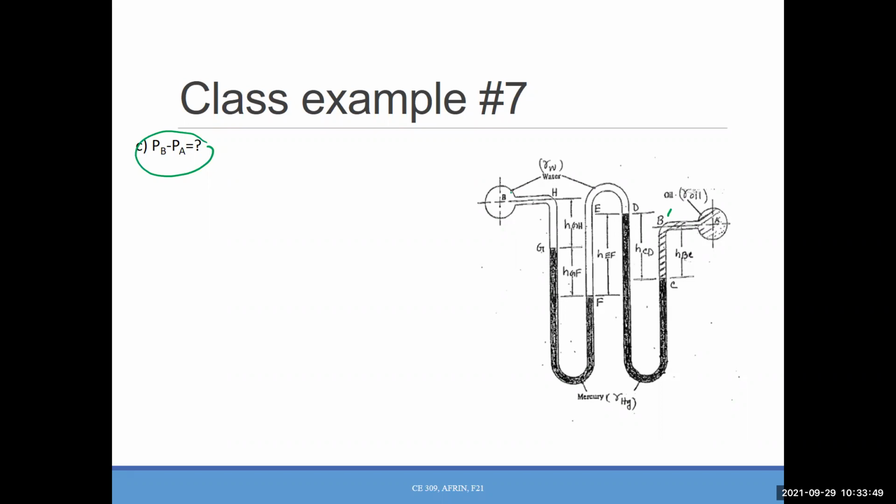Start from point B. So it should be PB, and then positive, negative, whatever you think. I'll be here. You can discuss with your friends. Anyone, just start working on that. Start with PB, and the next interface is G, which is below point B. So you should add the pressure. After that, the next interface is here.